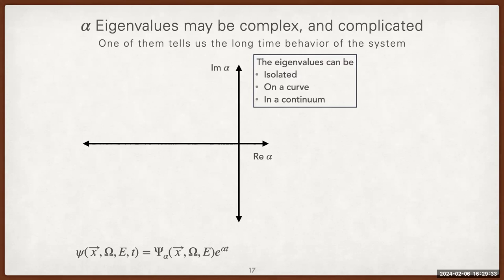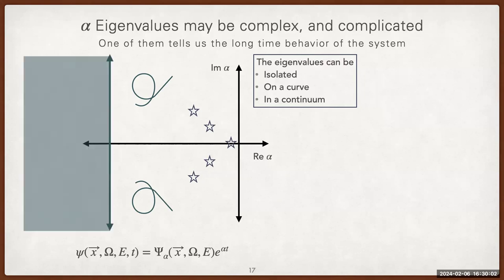Okay, so these eigenvalues, if you think about them in the complex plane, this is the real part of alpha, this is the imaginary part, they can be isolated. And so here's some of our isolated eigenvalues. They can also exist on continuous curves inside the complex plane. So here's some of those. So any value along this curve could be an eigenvalue, exactly what you saw. And then also, if we go far enough to the left in the complex plane, there's a whole continuum of eigenvalues up there.